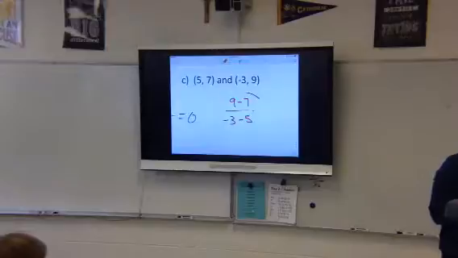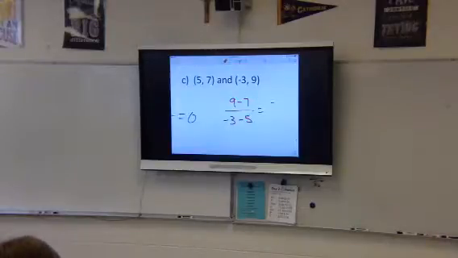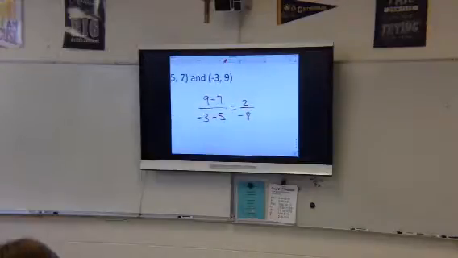All right, so what's 9 minus 7? 2. Negative 3 minus 5? Negative 8. Now what does that reduce to? Negative 1/4. And that's your answer. Okay, that's the slope of your line.